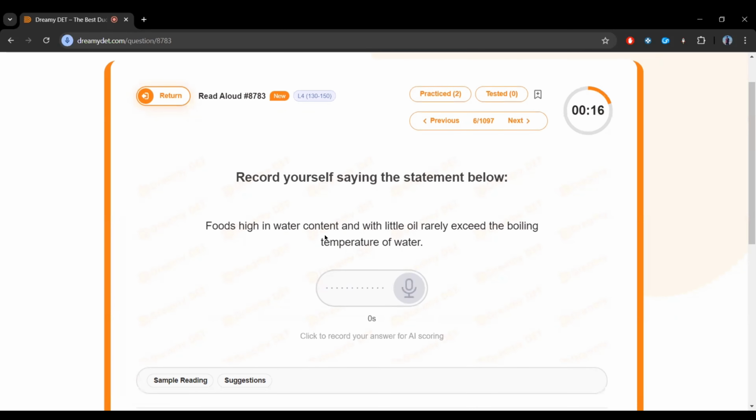Foods high in water content and with little oil rarely exceed the boiling temperature of water.